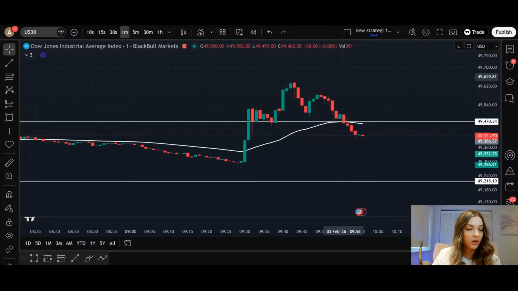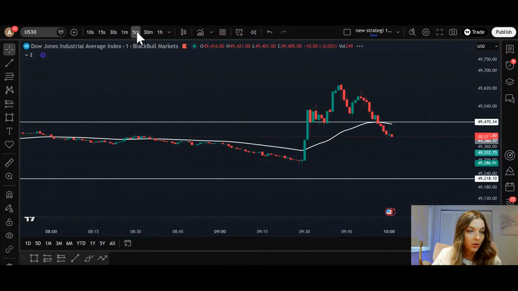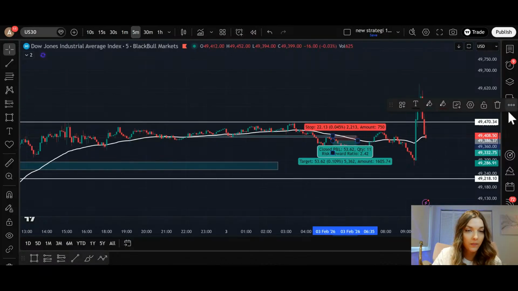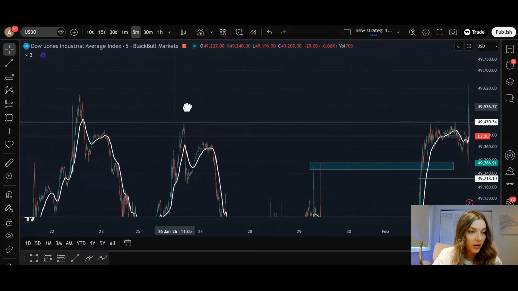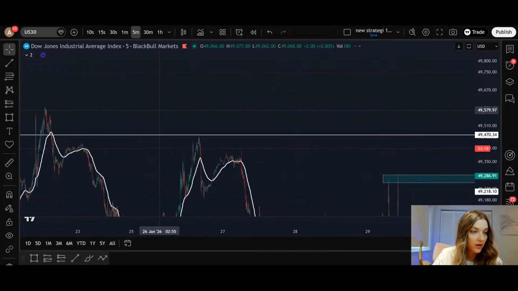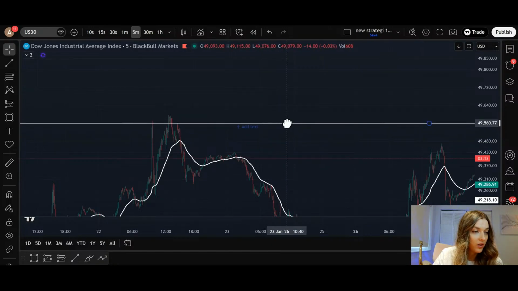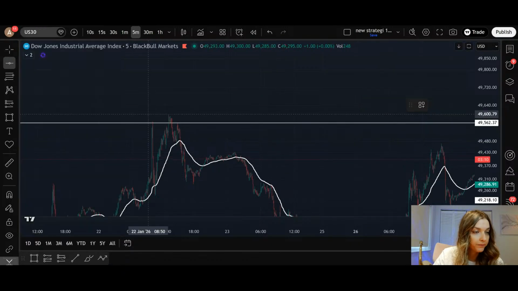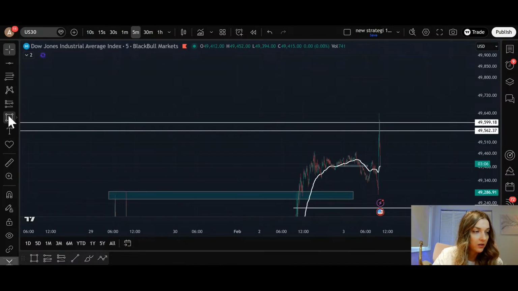Okay, I'm just going to go to the charts. Here we have the Dow. Let's go to the 5 minutes and mark some areas of interest. We can see here, this is the higher high, so we need to mark this. The price touched it, I think, and rejected it just now. Okay, let's mark this.